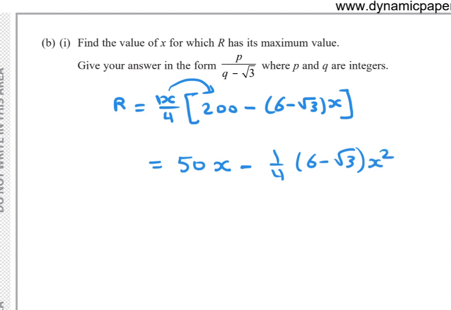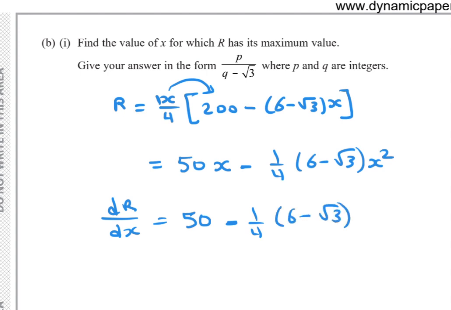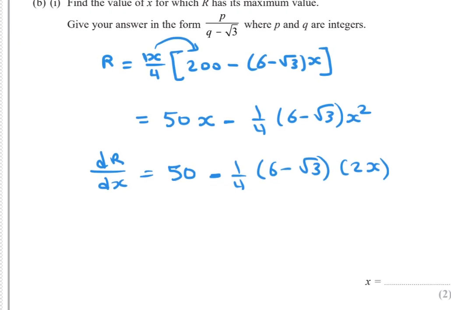Now you can find the derivative, dR over dx. The derivative for 50x is 50. The derivative for x squared is 2x. And this constant stays the same: 1 over 4, (6 minus square root 3) into 2x. Now equate it to 0.